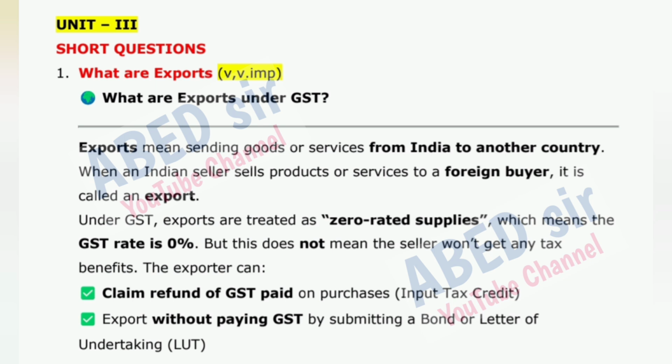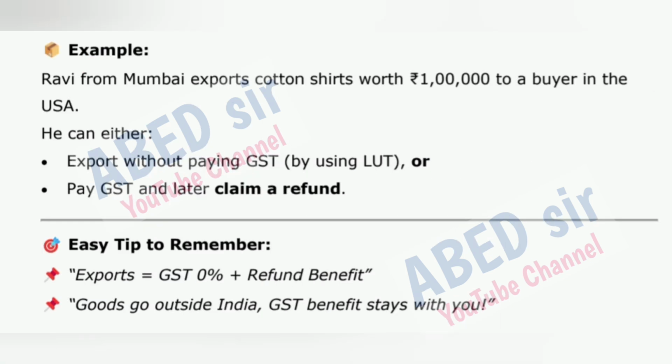But this does not mean the seller won't get any tax benefits. The exporter can claim a refund of GST paid on purchases, input tax credit, or export without paying GST by submitting a bond or letter of undertaking, LUT. Example: Ravi from Mumbai exports cotton shirts worth 1 lakh rupees to a buyer in the USA. He can either export without paying GST by using LUT or pay GST and later claim a refund.